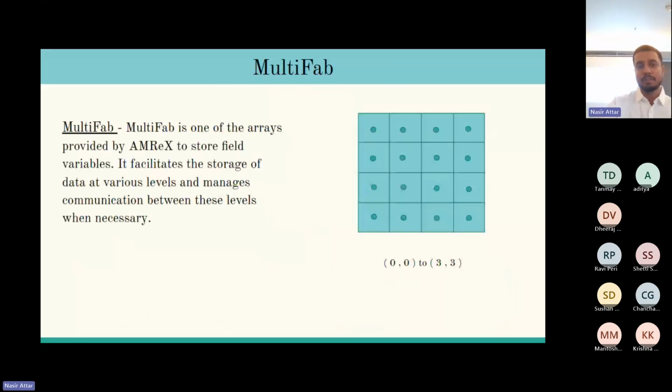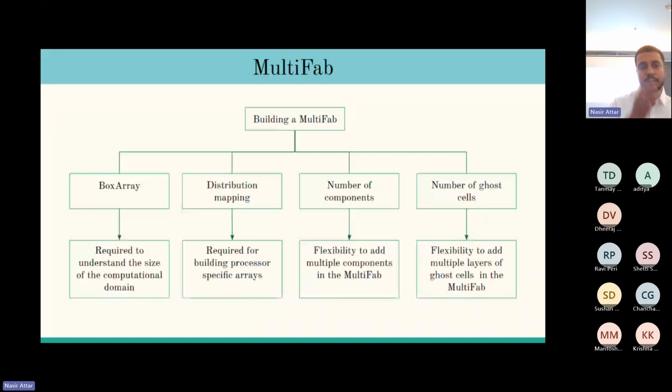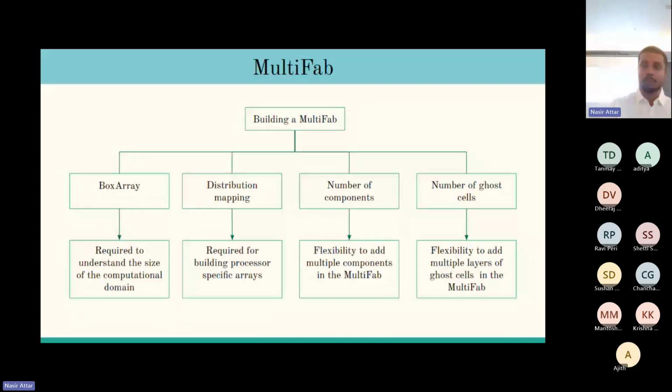So basically, multifab is used to store variables, like the phase order variable and all other variables in AMReX. Here it is actually 2D, but we can use it for 3D also. For defining a multifab, we need to pass a box array which defines the computational domain, a distribution mapping which defines how the box array is distributed among different CPUs and processors, the number of components that we need to store in the multifab, and the number of ghost cells we will require for stencil operations.